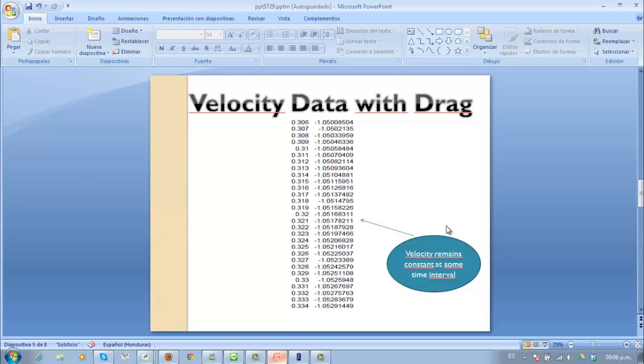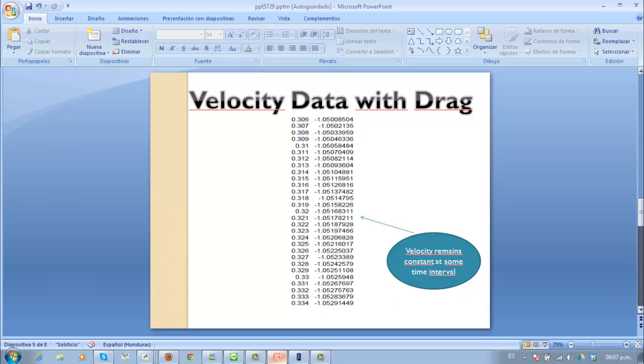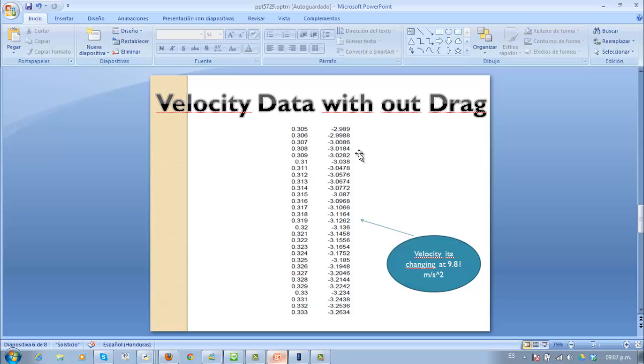In this table we can observe the effect of air resistance reaching terminal velocity over a certain time interval. It is observed that the value of the velocity is constant, and it is the value minus 1.0529 meters per second. This is not true for the case in which we ignore air resistance. We can see in this table the velocity is changing at a rate of 9.81 meters per second squared.